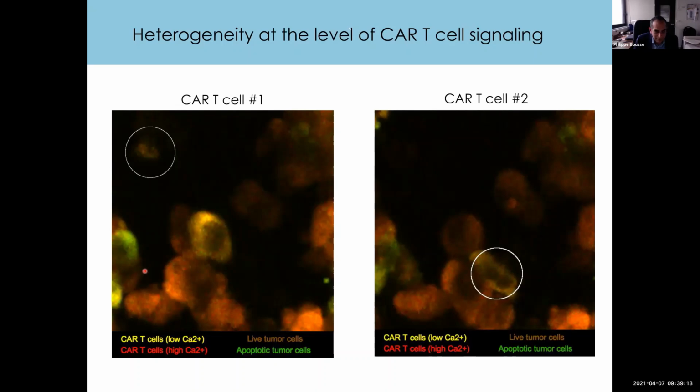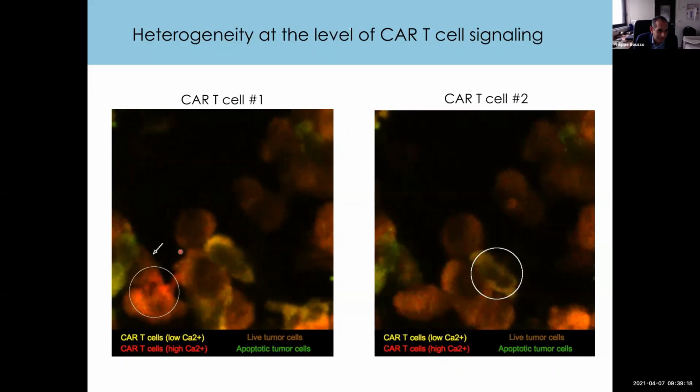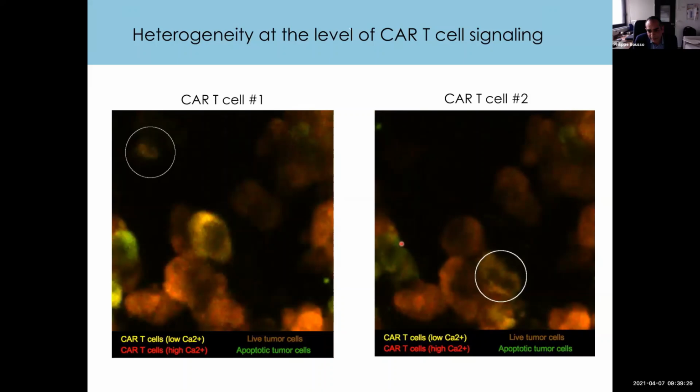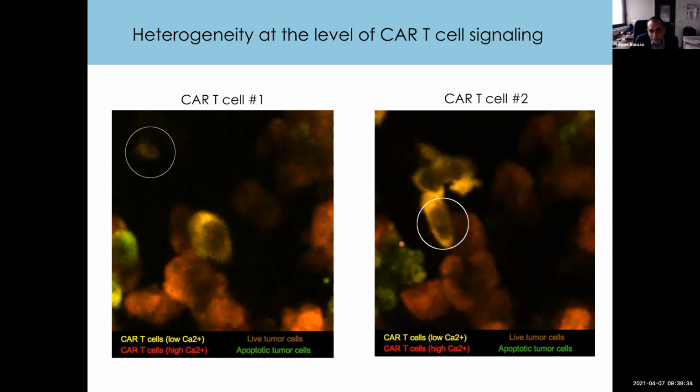So I will play the movie. You see the first calcium signal, the cells detach, re-engage, and now you can see the change of color of the tumor cell. What's interesting is really in the same location, you have CAR T cells that are much less effective, with extremely little calcium signal, and in fact no killing detected.